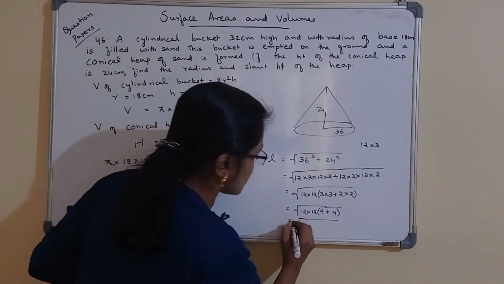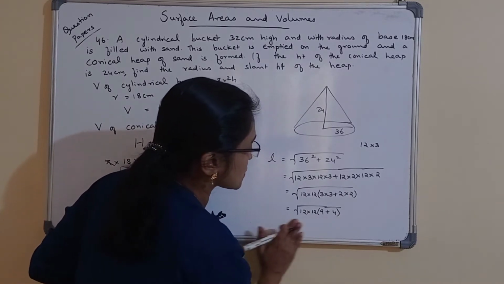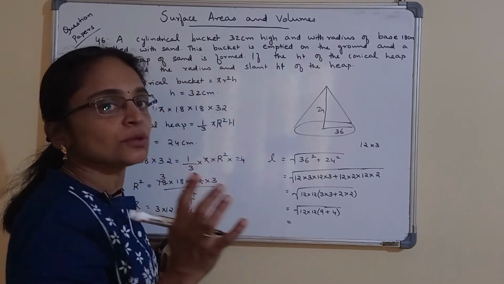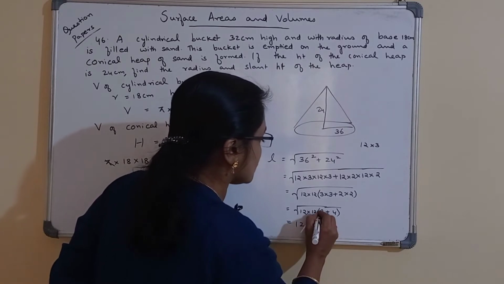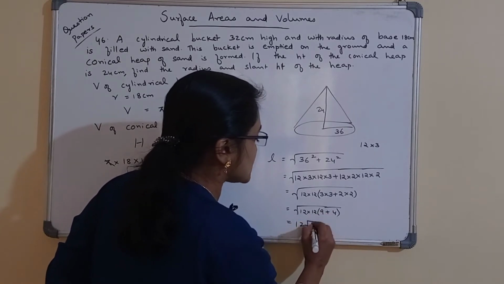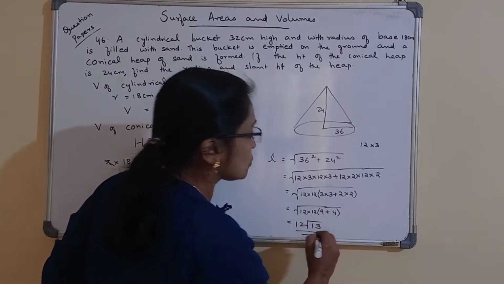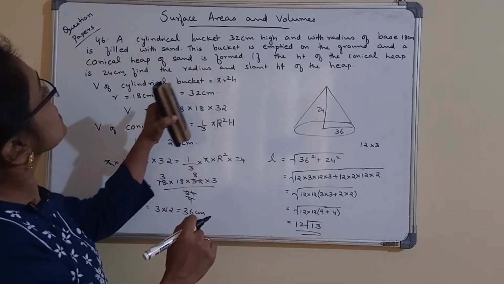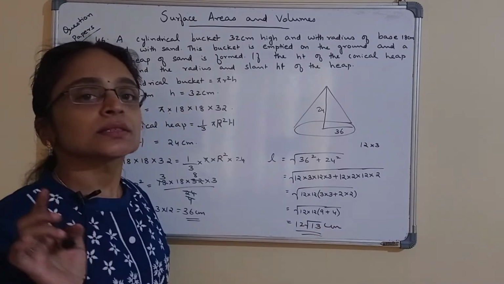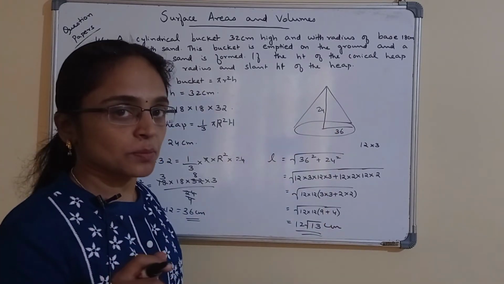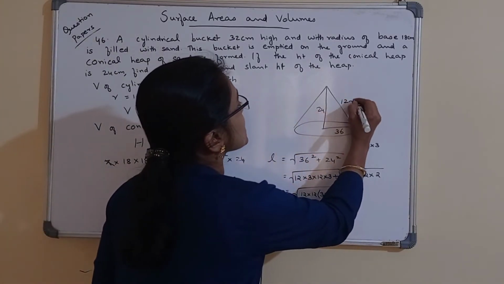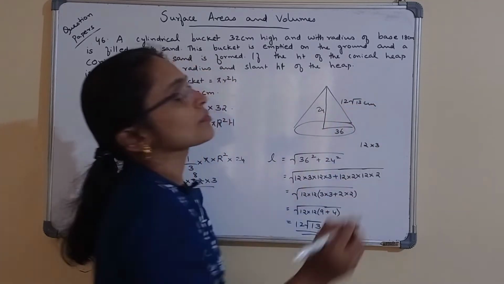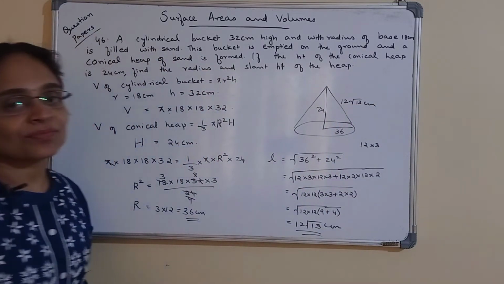12 into 12 is 12, and so we can write this as root of 12 into 12 is 12, and root of 9 plus 4 is 13. So 12 root 13, what is the unit here? It is centimeter. So slant height of this conical heap is 12 root 13 centimeter. Understood?